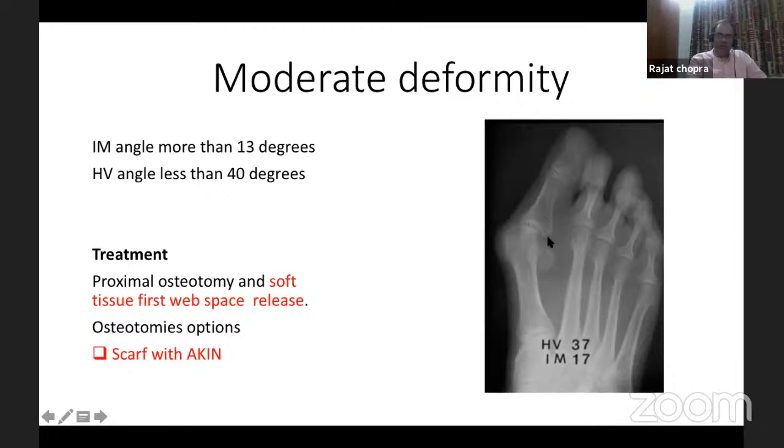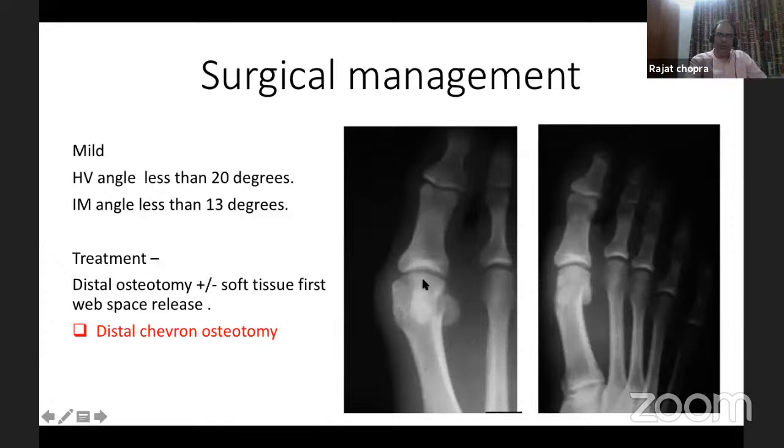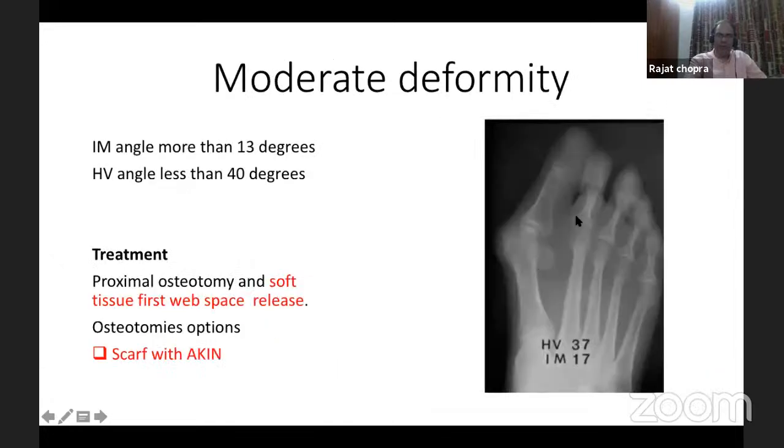Plus this joint is incongruent. If I go back, you see the joint over here was congruent, so you don't have to worry that much in that case. But in this case, you have to bring the joint back and make it congruent. Plus the uncovering of the sesamoid, you can see, so that also has to be covered. So in this case, you will have to do a soft tissue release plus you have to do an osteotomy.